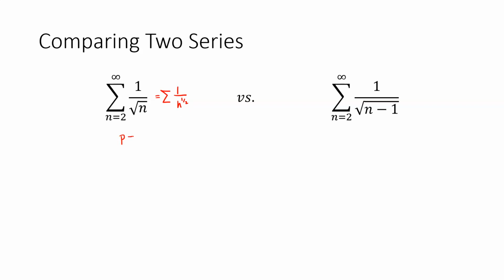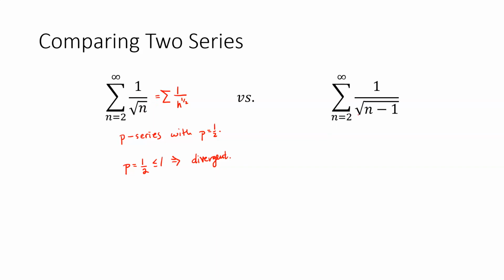So it's a p-series, in this case with p equal to 1/2. And since that's a value that's less than or equal to 1, it means that it's divergent. Okay, so again, we know everything about the p-series 1 over the square root of n.